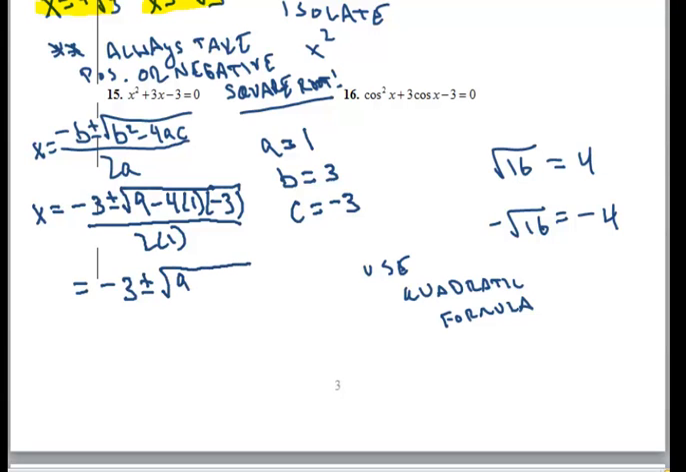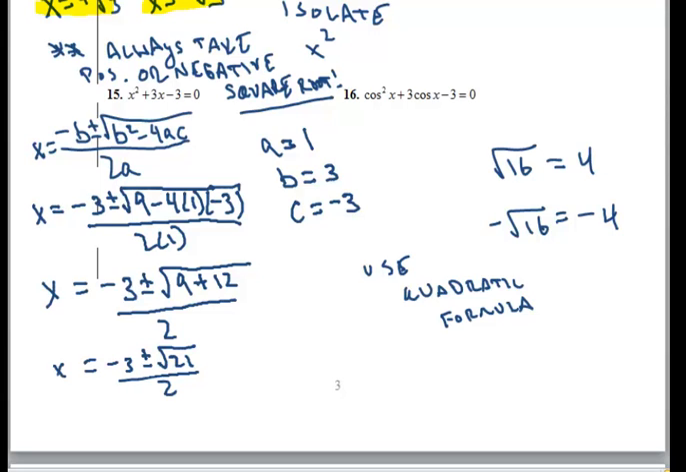So this would be negative 3 plus or minus the square root of, and now this is where you've got to be careful. It's 9, and now you count your negatives. I have a negative for the 4 here, and also a negative for this 3, so that's really positive. 4 times 1 times 3, which is 12, all over 2. So I'm almost done. It's just negative 3 plus or minus the square root of 21 over 2.